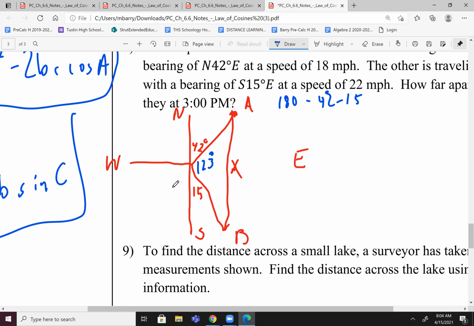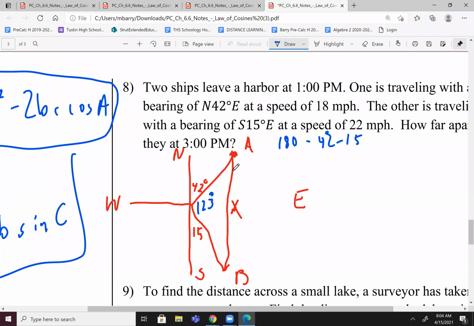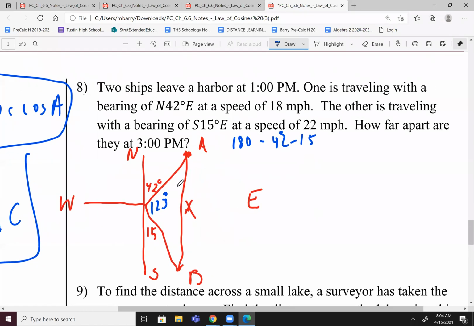Okay, and then we also need to know the distances of the other two sides, and I think that we can know that, okay? So the other distances are based on the speed and time. This first boat was going 18 miles per hour, but we went from 1 p.m. to 3 p.m. So how many hours was it going 18 miles per hour? Well, it was going 18 miles per hour times 2 hours, right? If it was 30 minutes, I would multiply that by half an hour, so it would be a distance of 9 miles. In this case, it would be 36 miles.